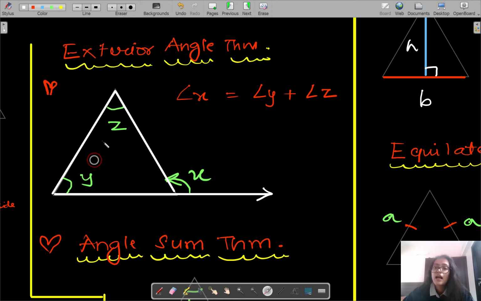Interior means angles which are inside the triangle, and opposite means you leave the adjacent angle which is adjacent to X, leave this, and then the two angles which are left are Y and Z. So X will be equal to the sum of Y and Z. That's your exterior angle theorem.